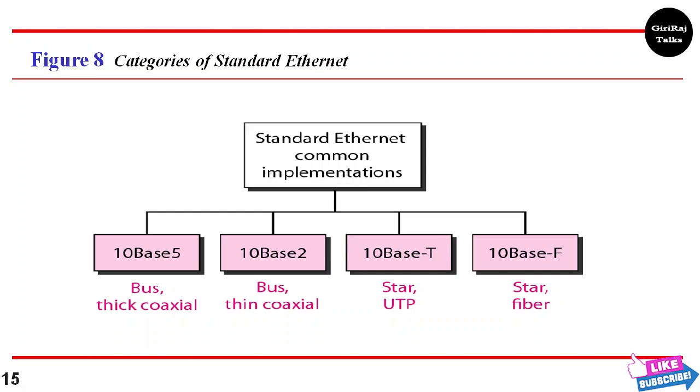See, the 10 base 5 we will use bus and thick coaxial cables. 10 base 2 you will use bus and thin coaxial. 10 base T, it is used in star connections and UTP connections.